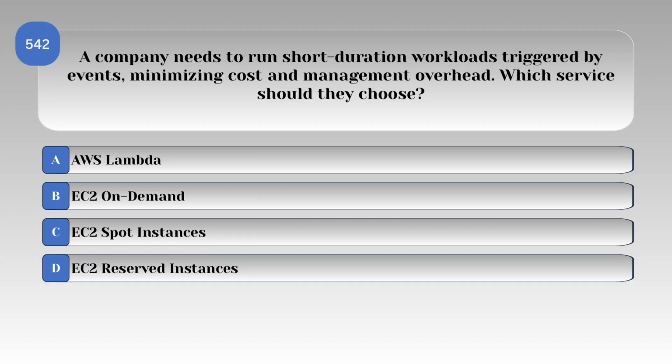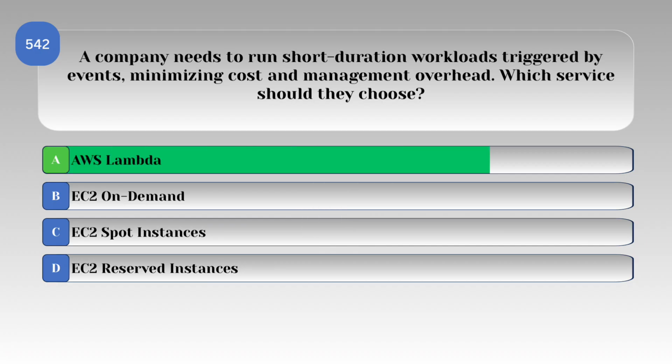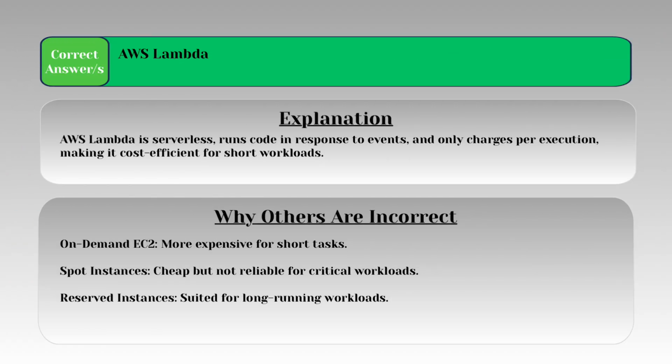A company needs to run short-duration workloads triggered by events, minimizing cost and management overhead. Which service should they choose? Correct answer, AWS Lambda. Explanation. AWS Lambda is serverless, runs code in response to events, and only charges per execution, making it cost-efficient for short workloads. Why others are incorrect?